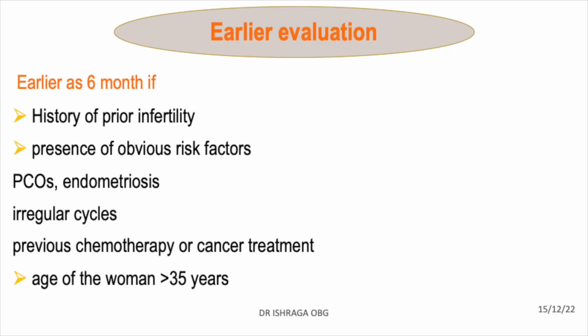We can go for earlier evaluation, as early as 6 months, if there is history of prior infertility, if there is presence of obvious risk factor, like the woman has polycystic ovary syndrome, known case of endometriosis, she has irregular cycle, that means she's not ovulating properly, or there is a history of previous chemotherapy or cancer treatment, or the woman is aged more than 35. In these conditions, we go for early evaluation.